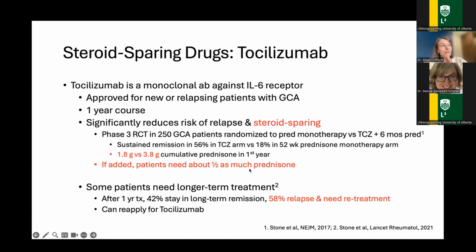Tocilizumab, although it does reduce relapse and it does spare steroid, I don't think it changes the natural history of the disease. After the 1-year course, what we tend to see in the literature is very similar numbers. About half of patients will stay in remission off all drug, and the other half will relapse and need retreatment. And so after that 1 year, we can then reapply for subsequent courses, but about half of people will be okay.